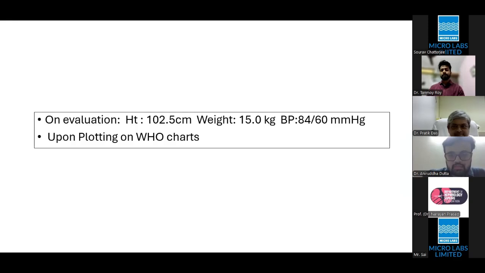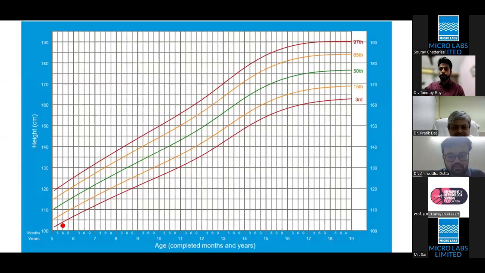Read it. On evaluation, height is 102 centimeter, weight is 15 kg, BP 84 by 60. Upon plotting on the WHO chart, what do you see? What is this and what do you see? So this is a WHO growth chart, and the red point is for this patient. It is below the third percentile.